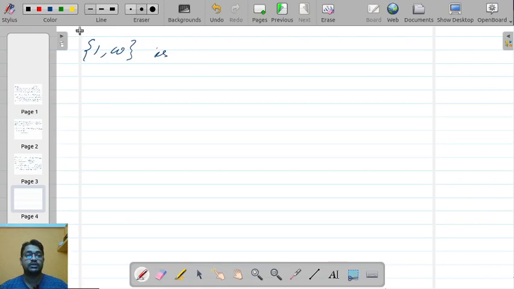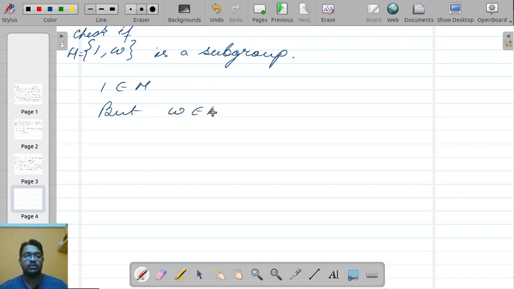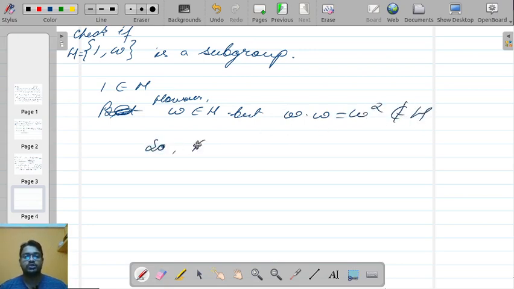Check if {1, omega} is a subgroup or not. Here the identity element 1 belongs to H, so there is no problem for this. But omega belongs to H, and omega into omega, that is omega square, doesn't belong to H. Okay, so H is not closed.